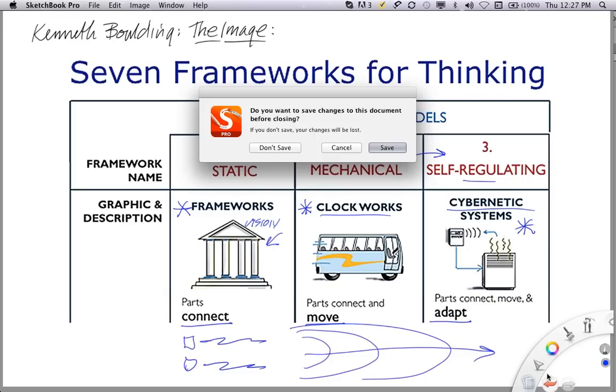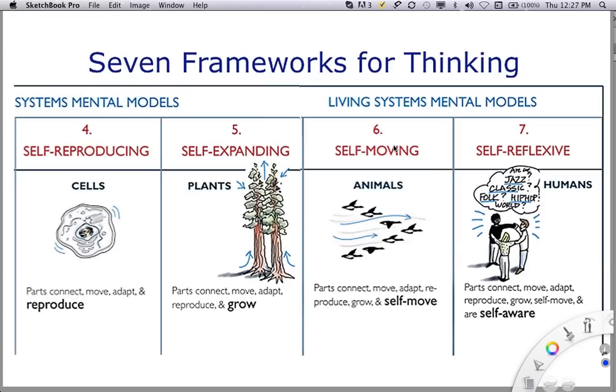Today, however, we're moving to a biological age where we have four more choices. And you'll see these are all things that human beings know about from living in the world. One is if you have parts that connect, move, adapt, and reproduce, you're in the world of living cells. It's not an accident that we call them cells, in that part of their ability is to self-replicate and then carry the whole DNA with them. That's a very different kind of phenomenon than just a machine that's connected and moving.